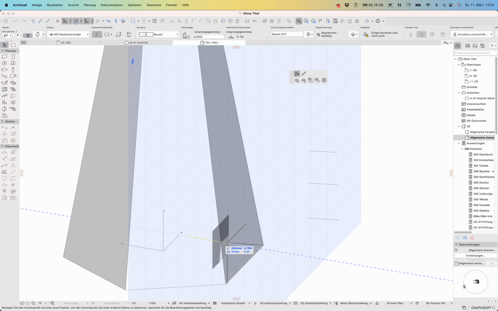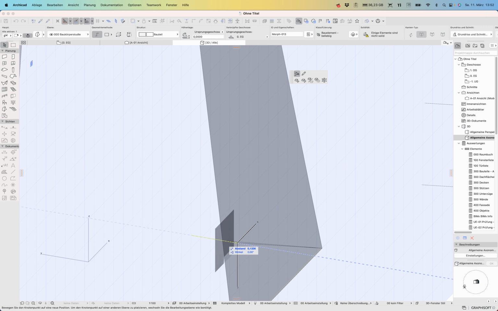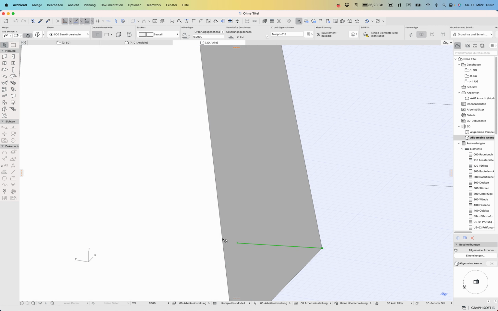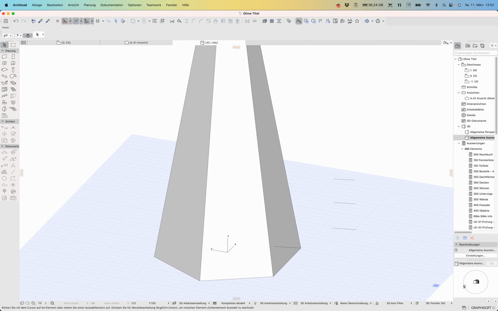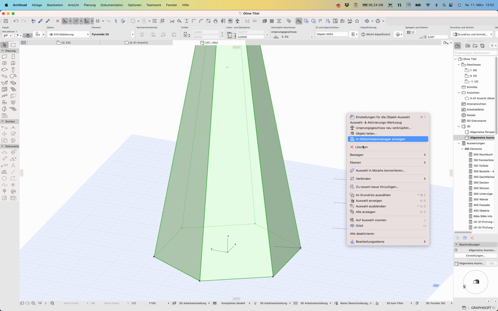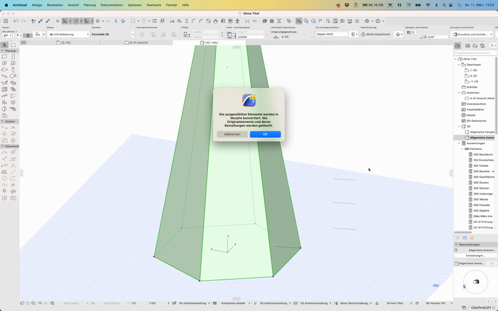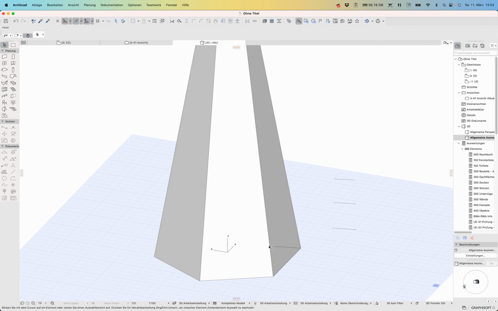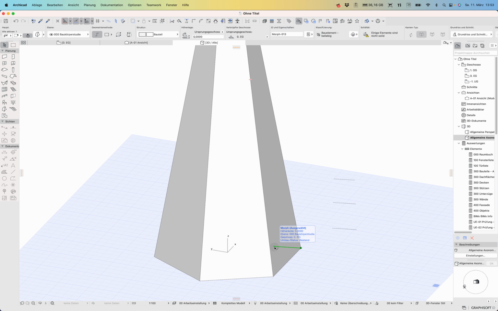So I have to look if I can find an edge. I can't find. So maybe I should do this to a morph. Convert it to a morph. Okay. So that I can find this line. Now I can find it.